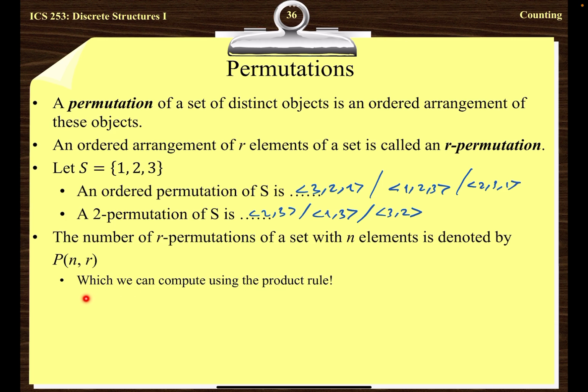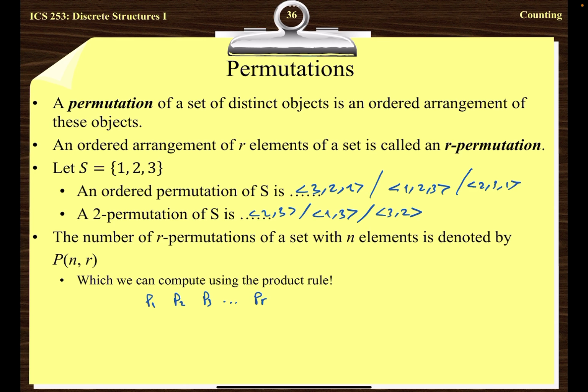So what is the objective? What are we computing? The number of r permutations, right? How many positions are there to fill? 3? No. Can we have 2? How many positions are there to fill? r, right? So I have P1, P2, P3, all the way up to Pr.